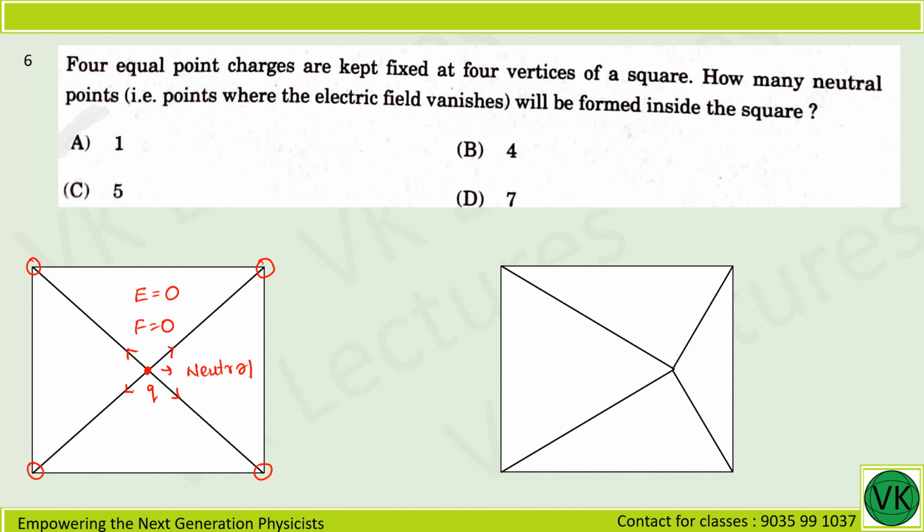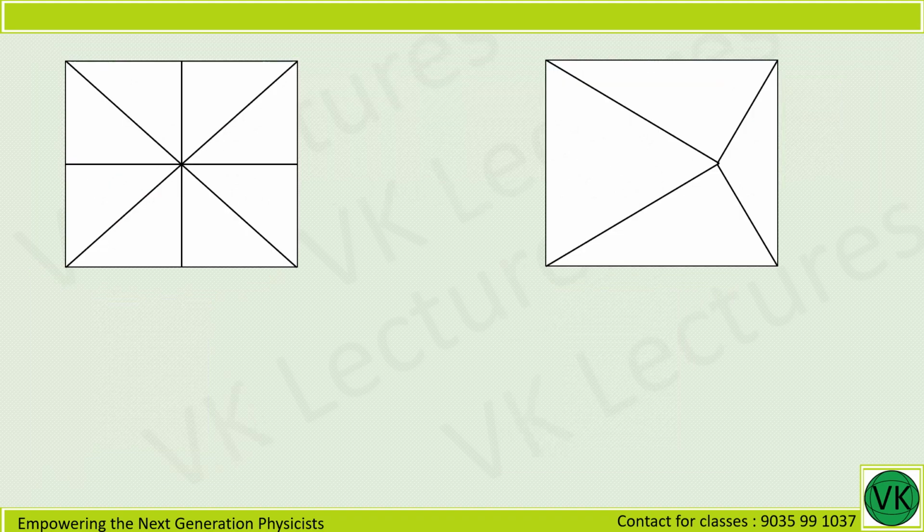Now let's find if there are any more points where there is no electric field. We already know that this is a point where the electric field is 0. Now let us analyze a few more points. One is at this point, another is here, another one over here, and one here. Now let's take the case of this particular point. Let's call this point A and this be A here.